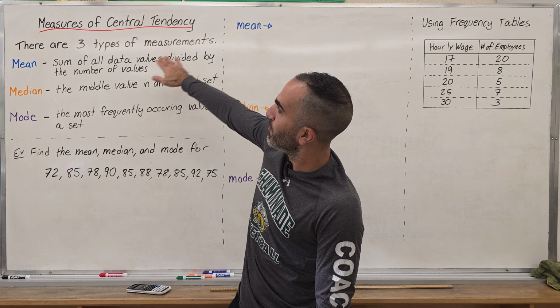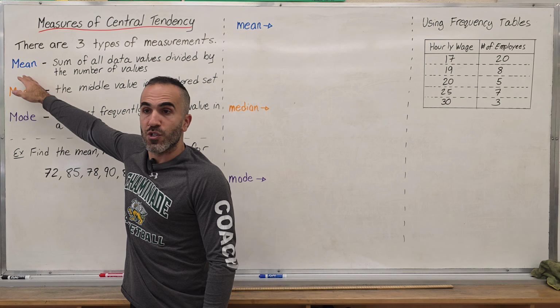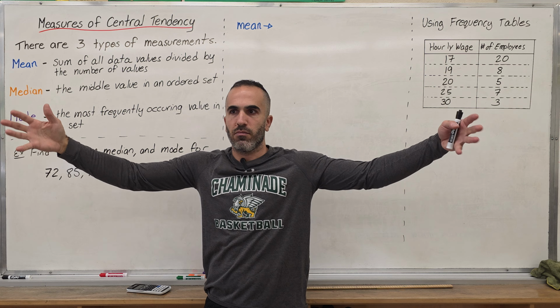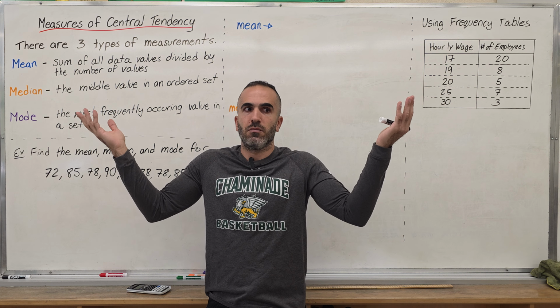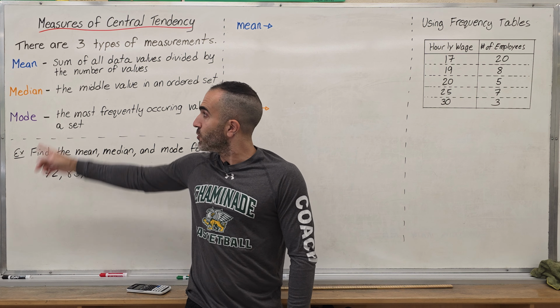And there are 3 types of measurements. You always think about average, which is the mean. This is the sum of all data values divided by the number of values. So take all your numbers, add them all up, divide by how many there are. Easy. On your report card, actually, it tells you the median.